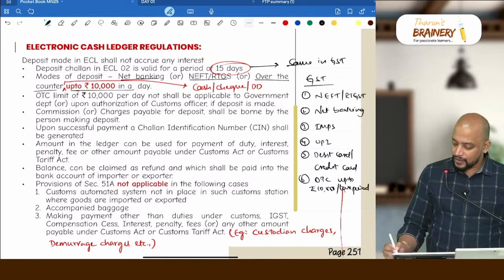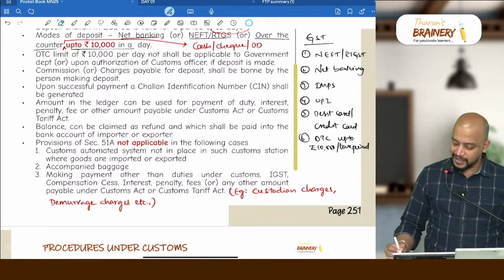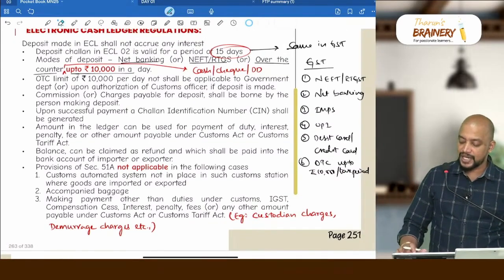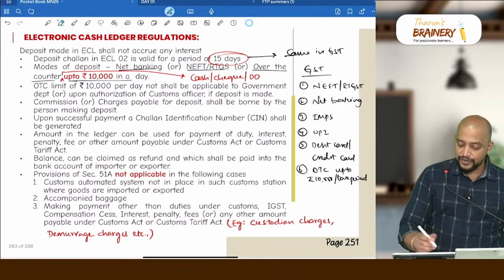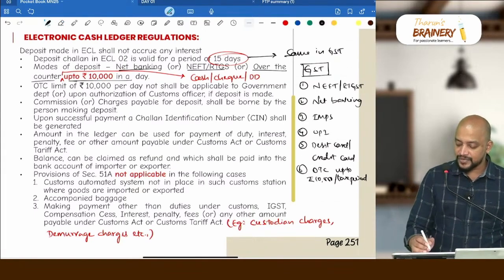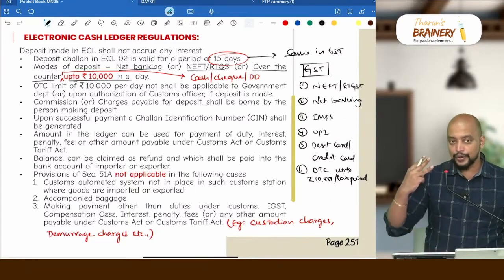Okay, over the counter payment up to 10,000 per tax period. So this we have OTC up to 10,000 rupees per tax period. This is under GST. What are the various modes of deposit? Whereas if you see in customs, it is net banking, NEFT, RTGS, over the counter, only 3 modes.